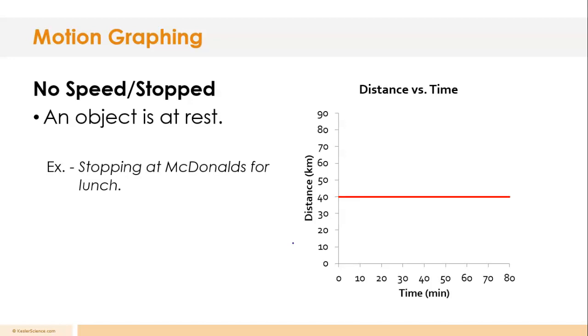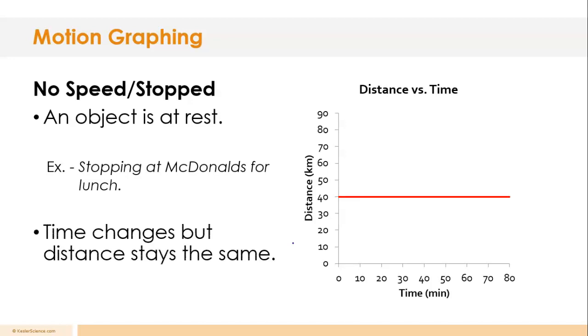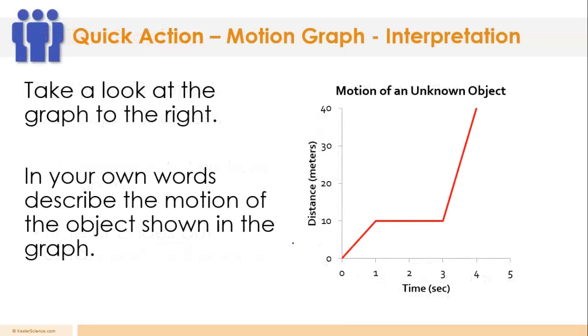So in this case, maybe the person has stopped at McDonald's for lunch. It's a really long lunch, by the way, at McDonald's. Maybe it's really bad service. I don't know. So the time is changing. The distance is staying the same. So we know that a diagonal line shows constant speed. How steep the slope of that line is helps us determine the speed of the object. And we know that a horizontal line shows an object that is at rest or has no speed.